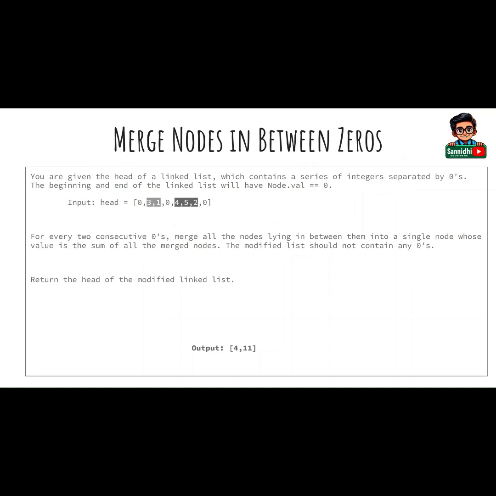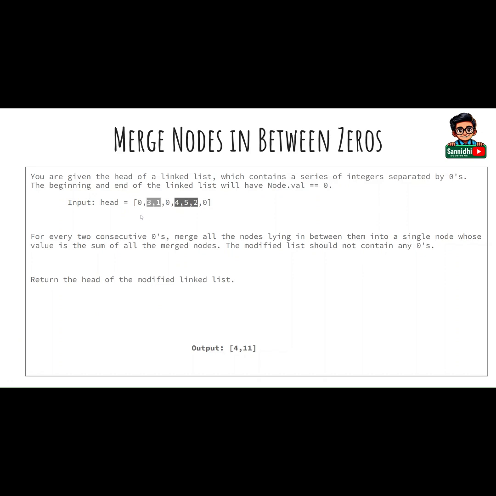For every two consecutive zeros, merge all the nodes lying between those zeros. So the modified list should not contain zeros. So these are the points we need to understand when we're reading the problem statement. So the start and end are zeros and the final output should not contain zeros. So return the head of the modified linked list.